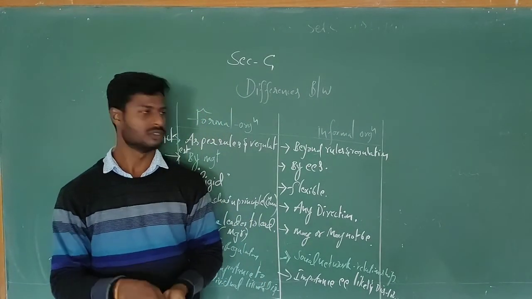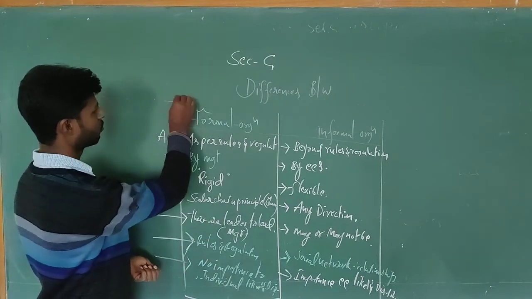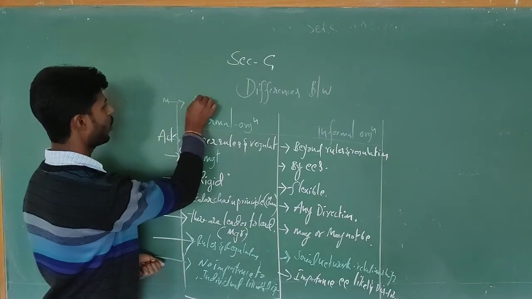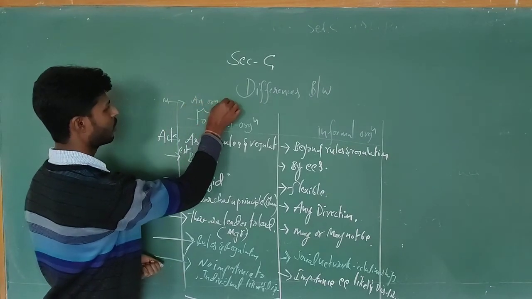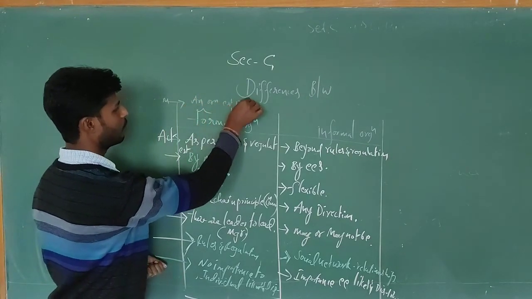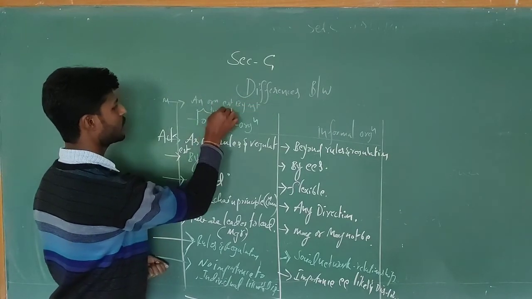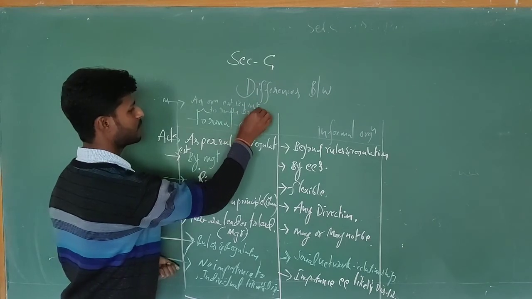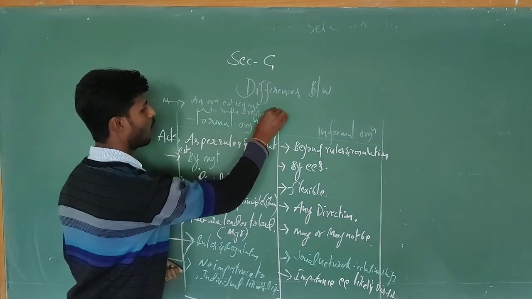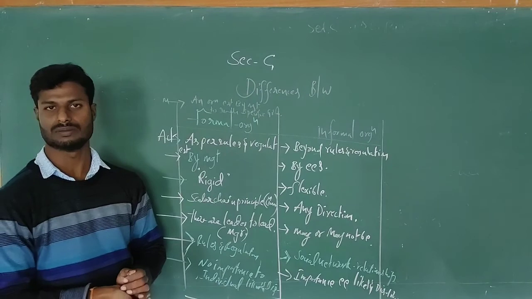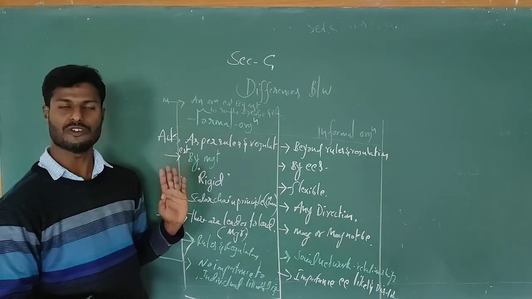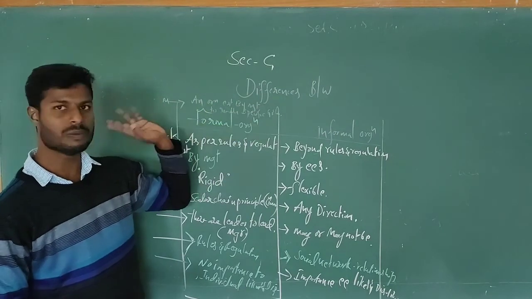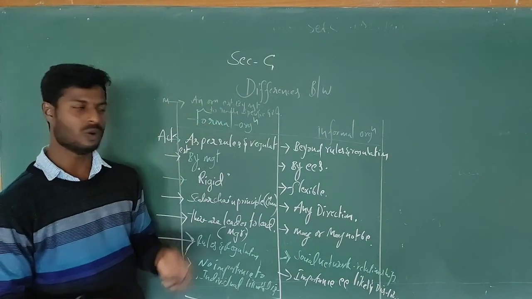Now, the last difference, you can write the meaning. What is a formal organization? An organization established by management to reach specific or specified goals and objectives of the organization. That is the meaning of formal organization. An organization and its structure are established by the management to reach specific goals and objectives.